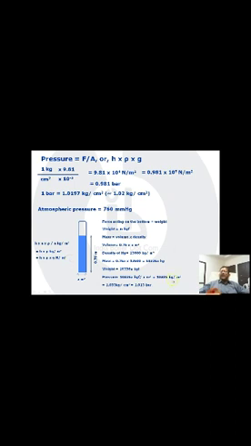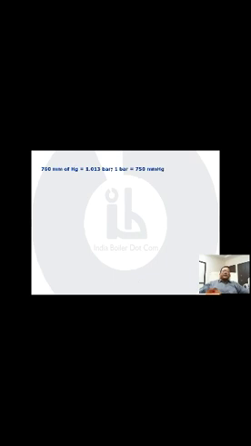So 10336 kg per meter square will be 1.033 kg per centimeter square. And multiplying by 0.981, it will be 1.013 bar. Now, again, there is another relationship, this is also very important, that since 760 mm of Hg is equal to 1.013 bar, 1 bar will be equal to 1 by 1.013, which is 750 mm Hg.